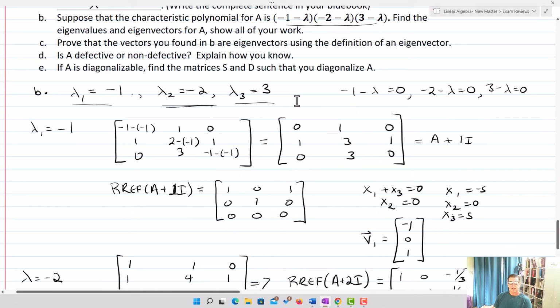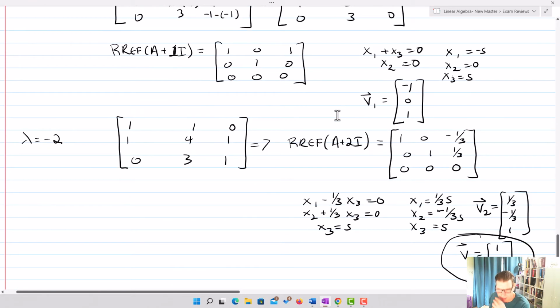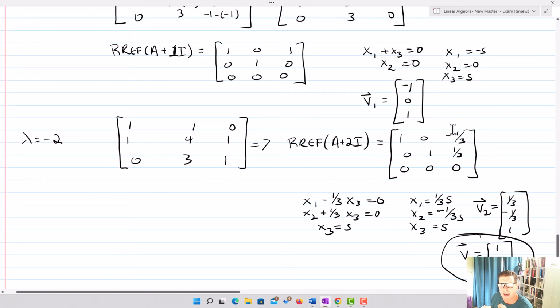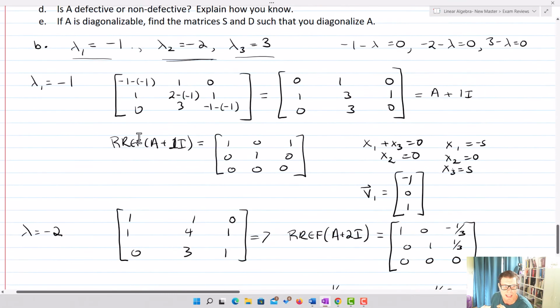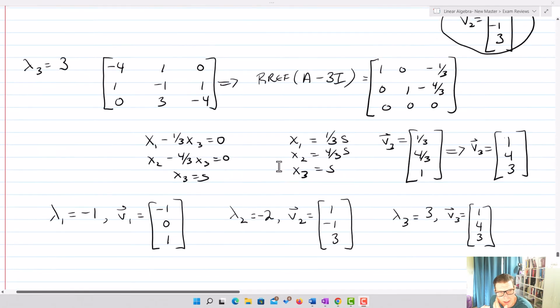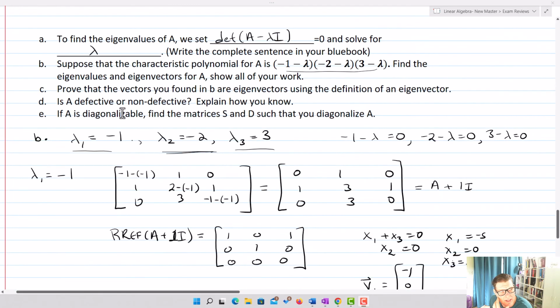All right, so we've done that now. Let's write these down. I'm going to start out with -1, 0, 1. That's lambda equals -1. So here are eigenvectors and eigenvalues. Now what we want to do, it says here for C, is prove that the vectors you found in B are the eigenvectors using the definition of an eigenvector.